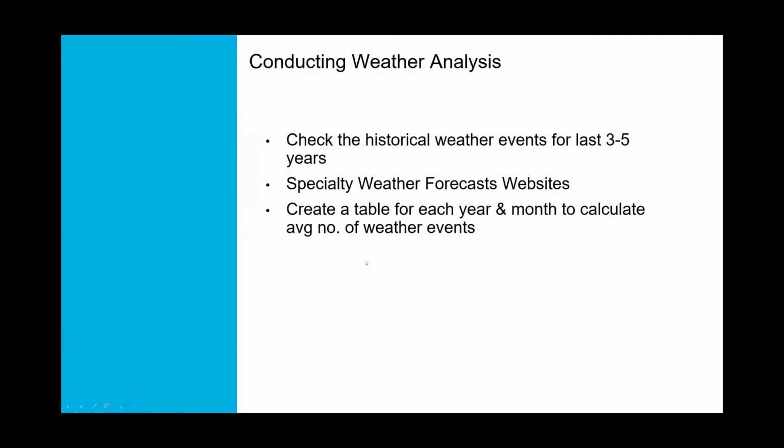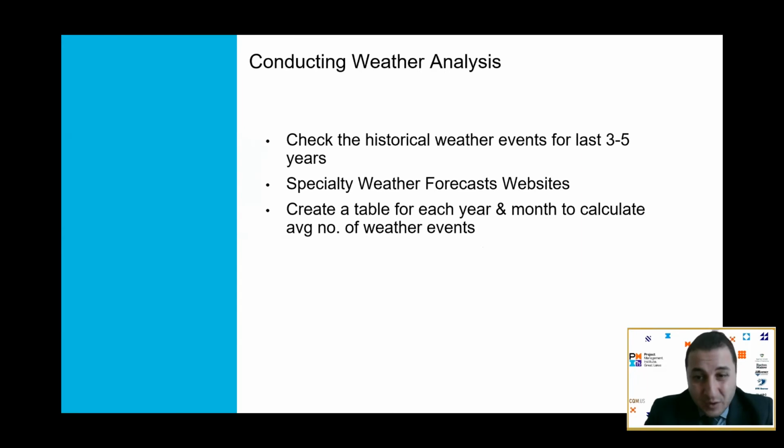First, we check the historical weather events for the last 3 to 5 years. The longer, the better, though I wouldn't go beyond 5. Five years will be more than enough. How do we do that? We go to specialty weather forecast websites. There are a lot of them, like weather.com and weather.org. Personally, I like to use two websites: Weather Underground and AccuWeather.com. They are really good, easy to manage, and have all the information you need.